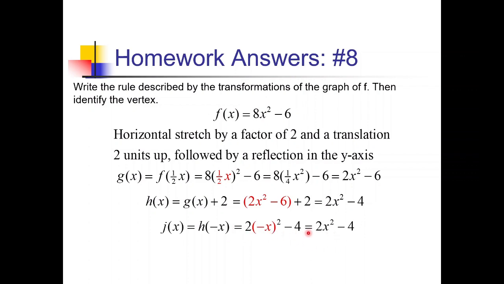Horizontal reflections of things that are already on the y-axis, like this h function is, don't actually give you a real change. Now for the vertex on this, again with this x squared, we've really got (x minus 0) squared, so that's 0 for the x value, and then this minus 4 gives us minus 4 for the y. So (0, negative 4) for that vertex.